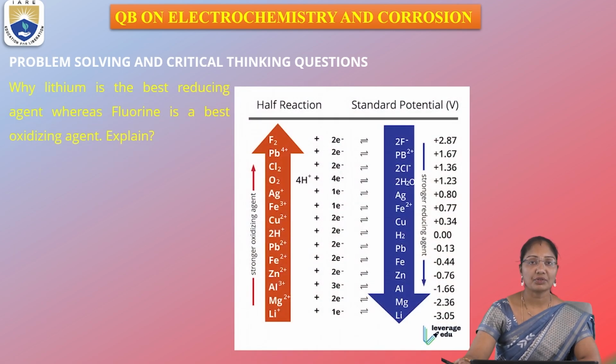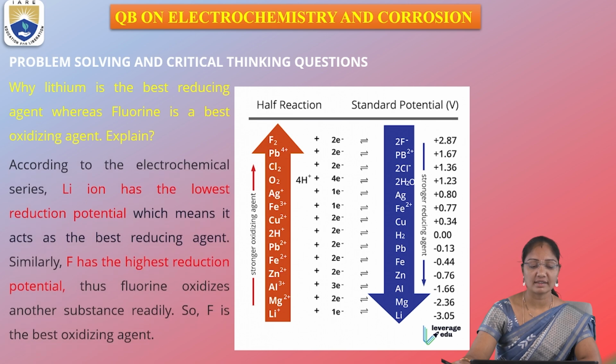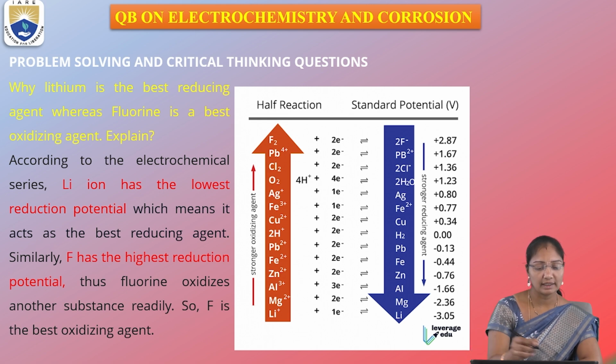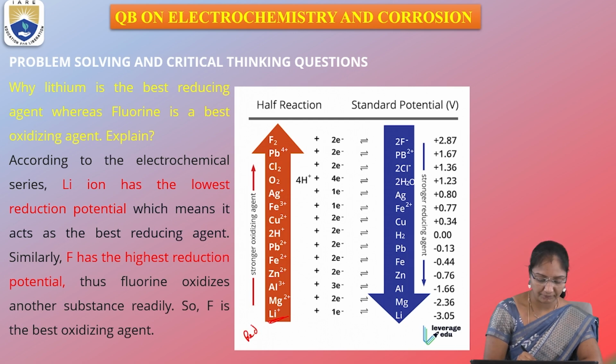The first question is: why is lithium the best reducing agent, whereas fluorine is the best oxidizing agent? We are going to explain this. If we see in the electrochemical series, lithium is the strongest reducing agent, whereas fluorine is the strongest oxidizing agent.